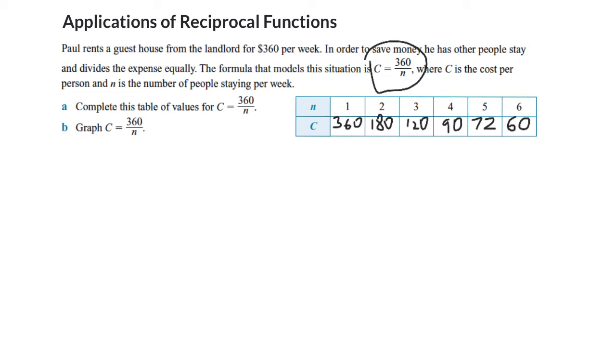Our second part is to graph this. On our y-axis is going to be C, and on our x-axis is going to be n, because the cost per person is dependent on the number of people that are staying. So the independent variable is the number of people.